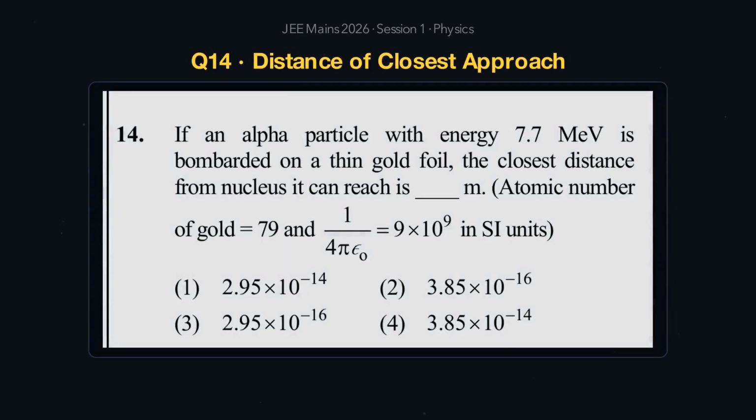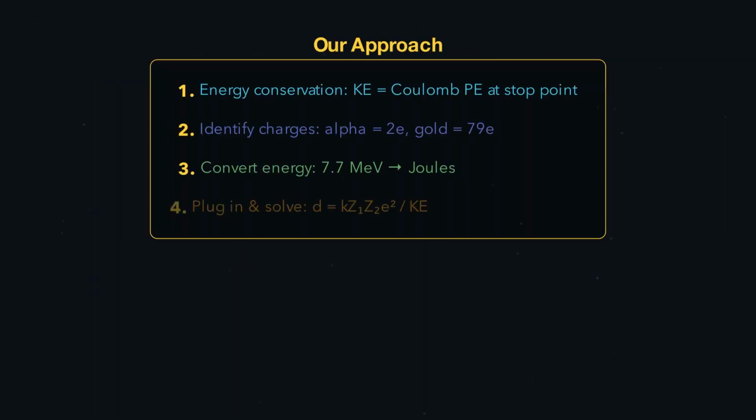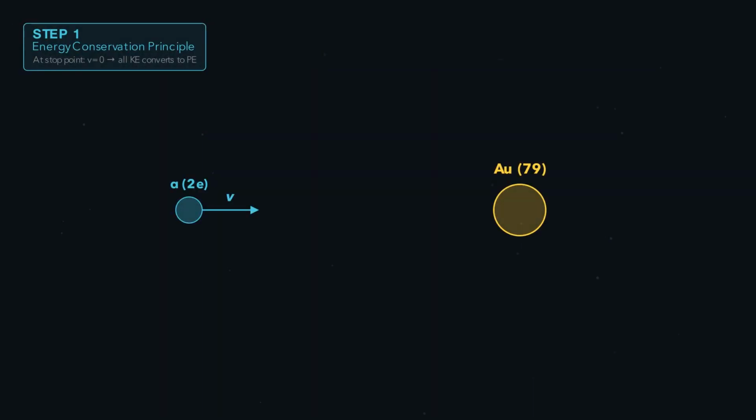An alpha particle is fired at a gold nucleus, racing forward at incredible speed. But it never actually hits. Why? Here's our approach. First, we'll identify the key physical principle at the point of closest approach. The alpha particle momentarily stops, meaning all its kinetic energy has converted to electrostatic potential energy. Then, we'll set up Coulomb's formula for that potential energy, convert units carefully, and solve for the distance directly.